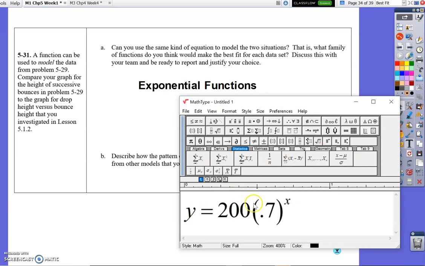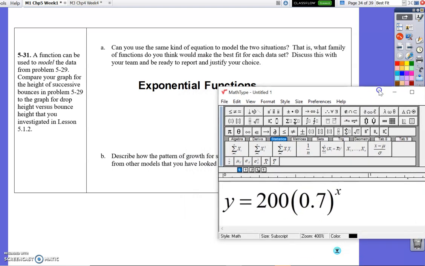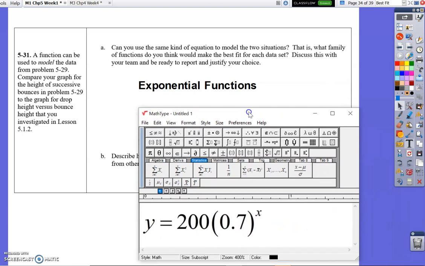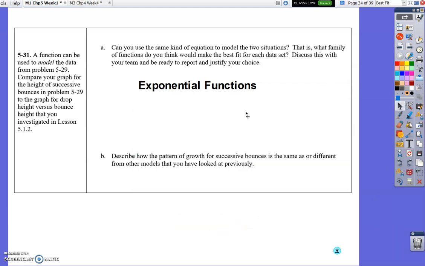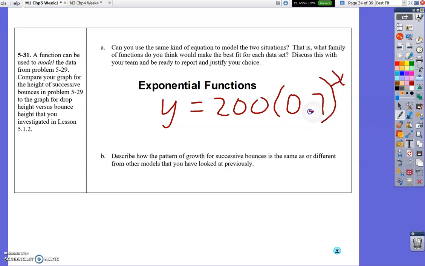So this is our equation. Y equals 200 times 0.7 to the x power. And yesterday's would be a little different because we would be going the other way, it was increasing. And so instead of being 0.7, it'll probably be 100 over 70. And so that would change our fraction a little bit. But that's the idea. Go ahead and record this function onto your paper. Y equals 200 times 0.7 raised to the x power.